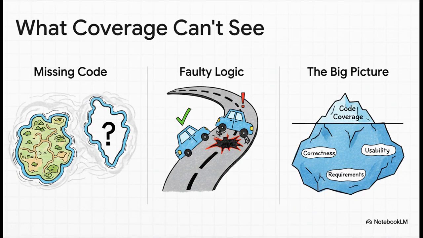So why is that? Well, for one, coverage can only see the code you actually wrote. It has no way of telling you about a critical feature you completely forgot to build in the first place. And second, it doesn't mean your logic is actually correct. A test could run a path, get you that 100% coverage, but still not use the right kind of data to expose a bug. It's really just the tip of the iceberg of software quality.